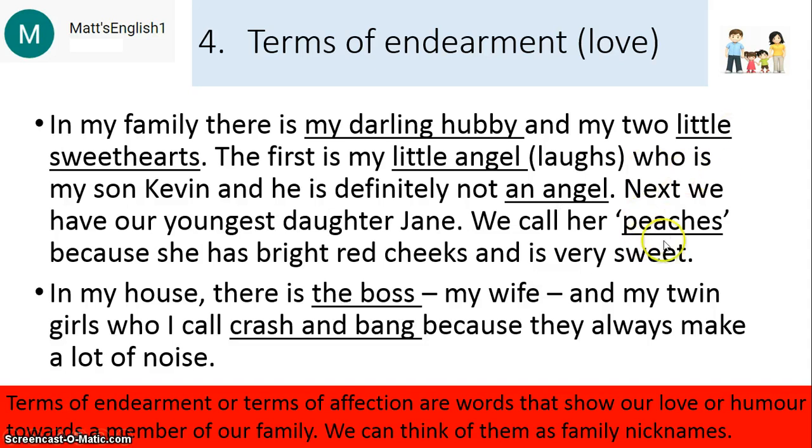So we can call our children after anything. They could be a little rabbit, a little fox, a little monkey, any of these sorts of words. We can describe them using other real-world things. Okay? Now, a husband might also talk about his family and say, in my house there is the boss. So that's a joke about his wife. And my twin girls, who I call Crash and Bang. So here, this person has called their twin girls Crash and Bang because they're noisy. Crash, bang. They make a lot of noise. They're very busy, active young girls. Now they could be called Double Trouble because they're twins.